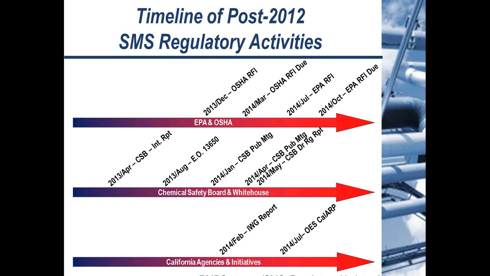So this request for information, the EPA's Federal Register document is quite voluminous. The request for information is due on October 29th.